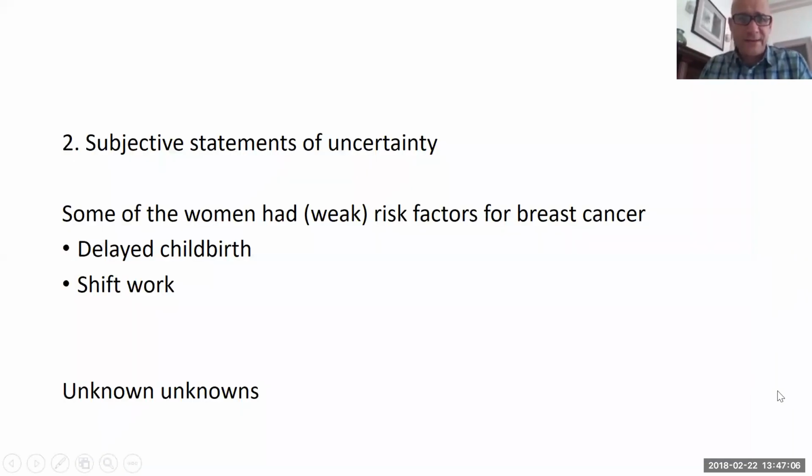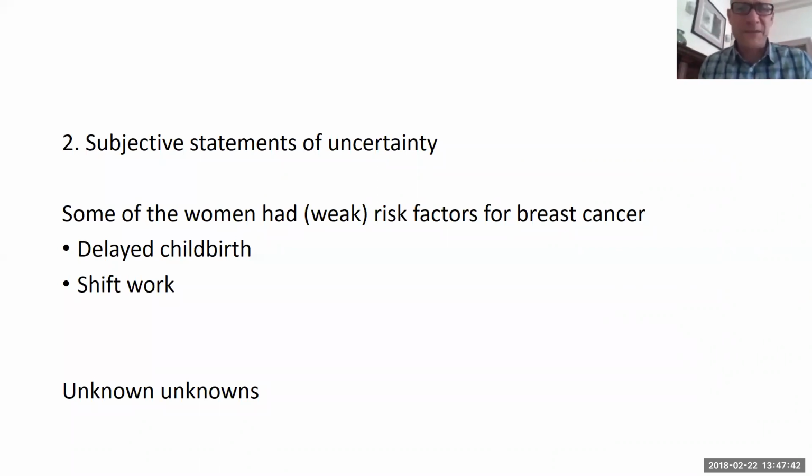So if we go to the next step, making subjective statements of uncertainty, there are protocols for investigating clusters as there are with investigating new medicines. So I'm not going to go through it in any detail, just to give you a flavour of what might occur in step 2, or the sort of statements you might make. So look, the risk factors that we know of for breast cancer are pretty weak. And so, some of the women at the site had some very weak risk factors for breast cancer, such as delayed childbirth, or they did shift work.